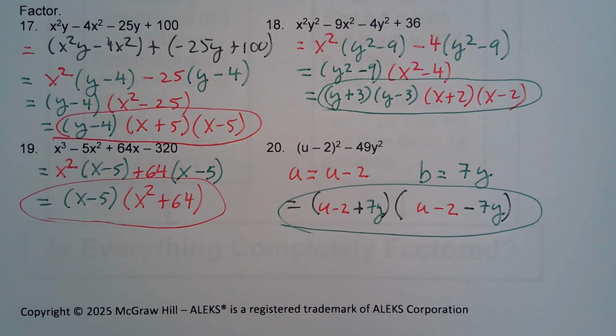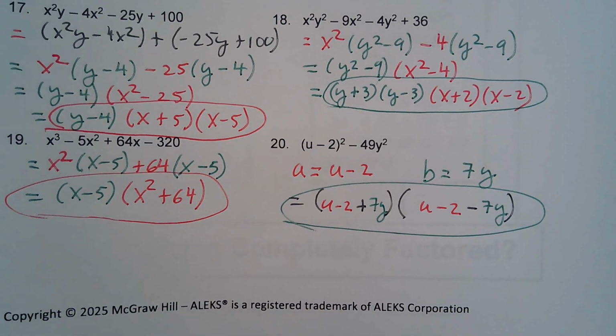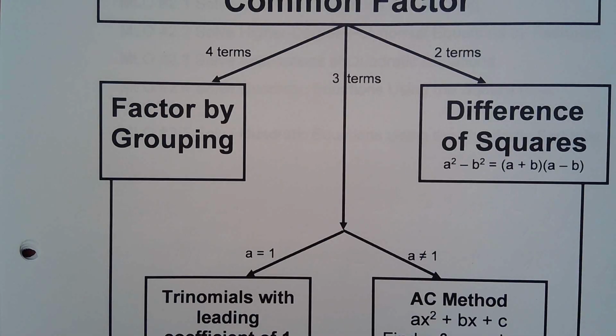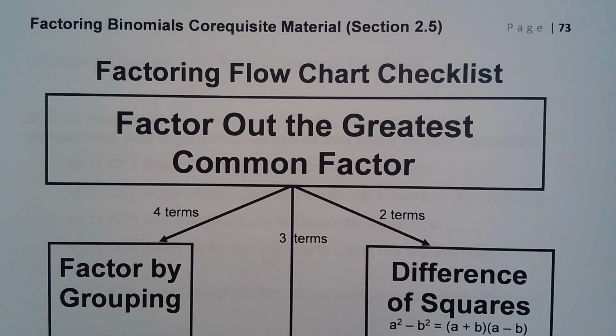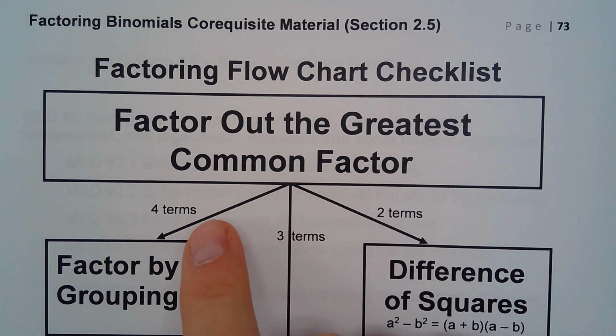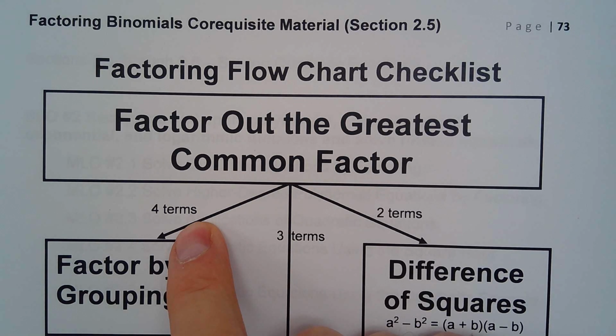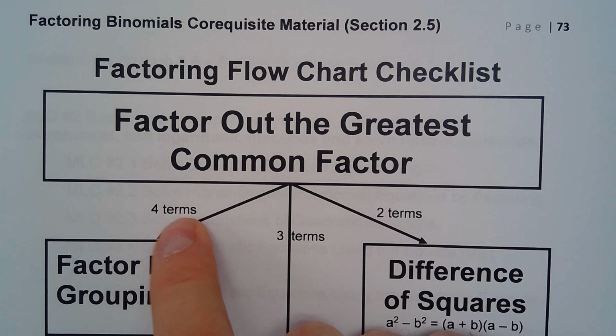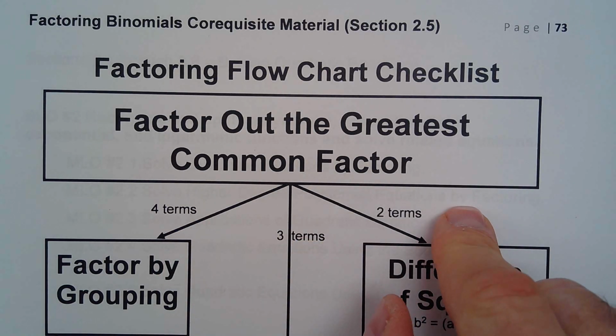Now let's take a few minutes just to kind of overview all the factoring. So if you go to the next page, this is the factoring flowchart checklist, and you want to work from top to bottom. And so when you approach any factoring problem, you want to follow this list. So first thing you do before you do anything else is factor out the greatest common factor. And then you need to check, after you factor out the greatest common factor, looking at your leftovers, do you have 4 terms, 3 terms, or 2 terms?